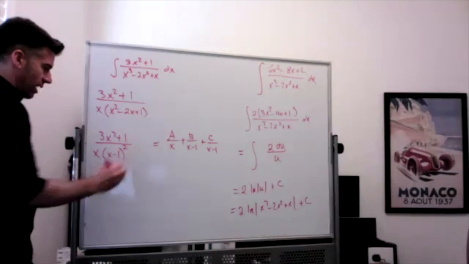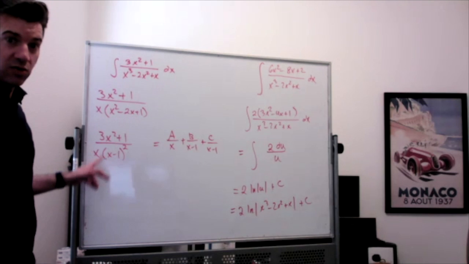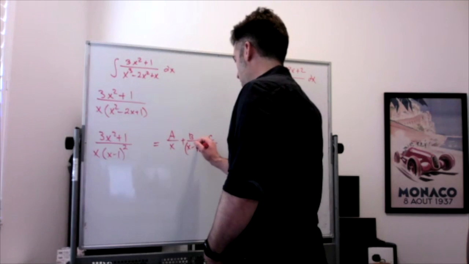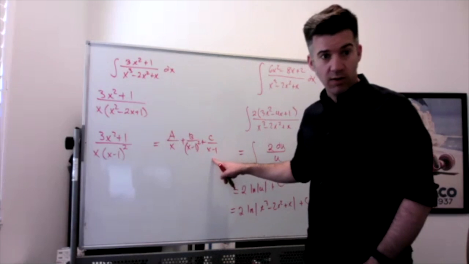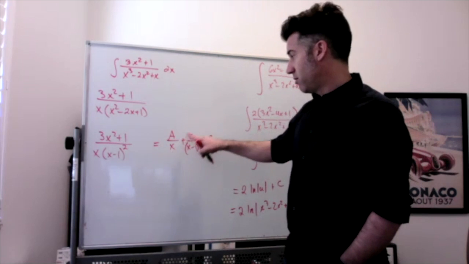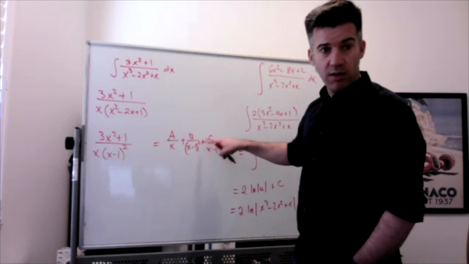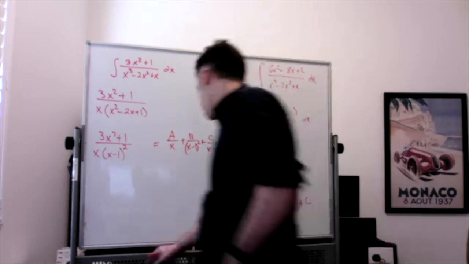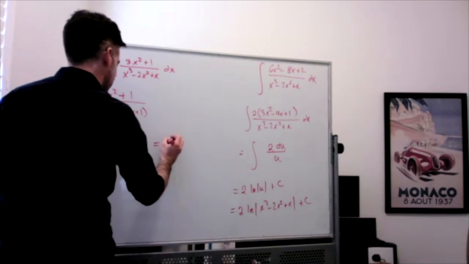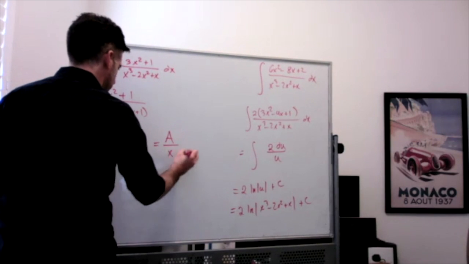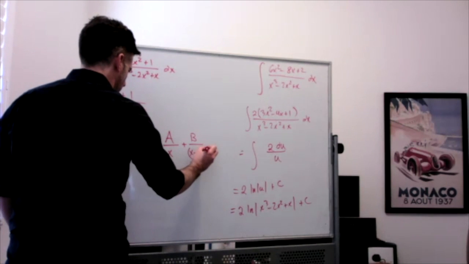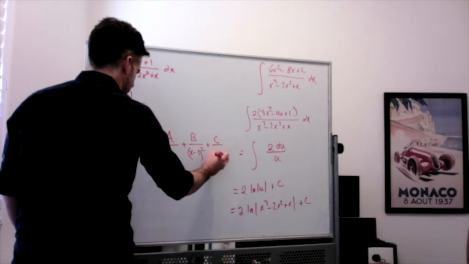And then we know that when we have a repeated factor, when you have a factor that's to a power higher than 1, you need that highest power and then every lower power. So my partial fraction decomposition here is a over x plus b over x minus 1 squared plus c over x minus 1. Hopefully you can kind of see that. Let me write it again, just so it's easier to see. A over x plus b over x minus 1 squared plus c over x minus 1.